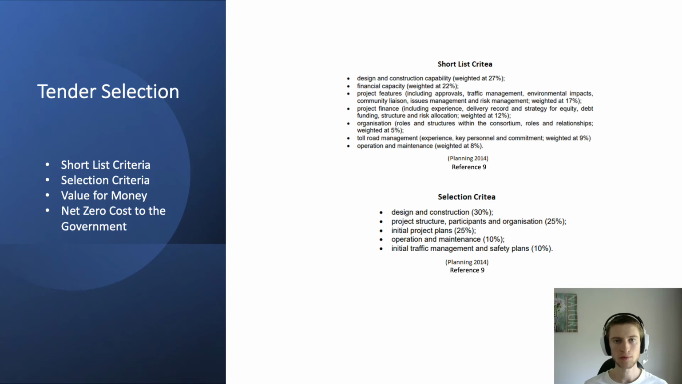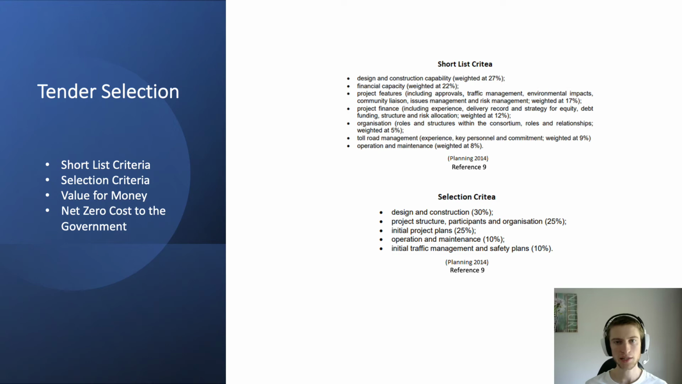During the tender selection process, companies were shortlisted based on the shortlist criteria seen in this slide. As a result, 3 companies were considered: the Cross-City Motorway, E-Tube Consortium, and the Sydney Tunnel Company. These companies submitted bids which were compared based on the selection criteria seen in this slide. Based on this, the Cross-City Motorways were determined to provide the best value and were awarded the contract.